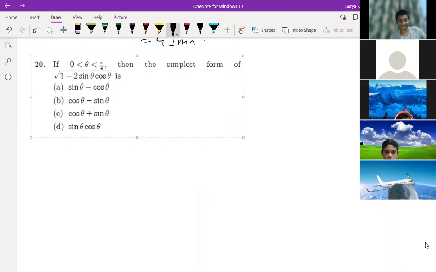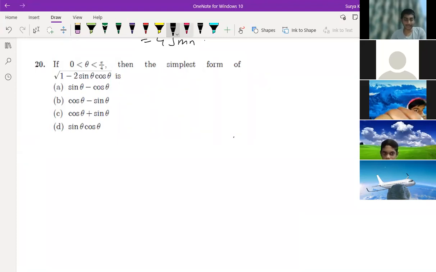Sir, I know the answer. Answer you know, they told you solved. Sir, I don't remember much why I did this. Okay. Fine. All right. So 0 less than theta less than pi by 4, then the simplest form of this is what?